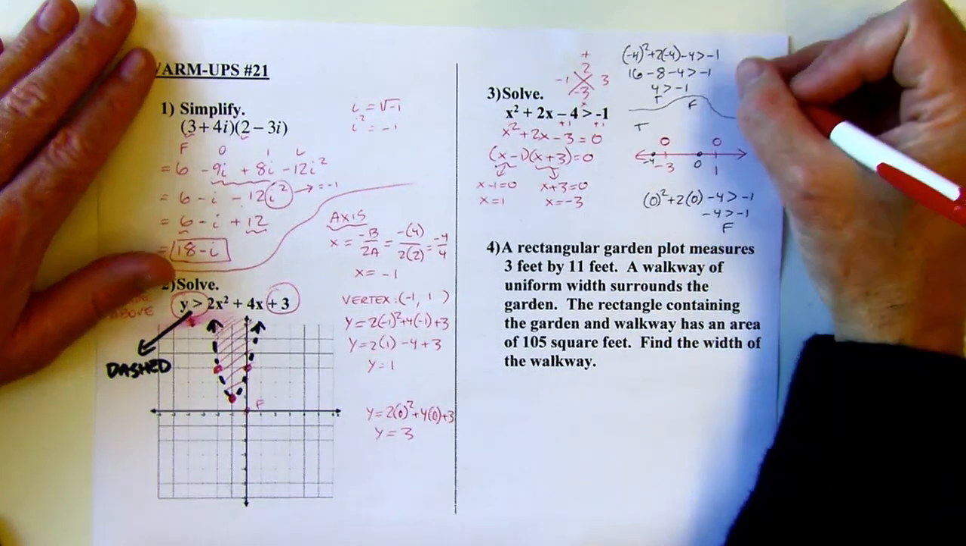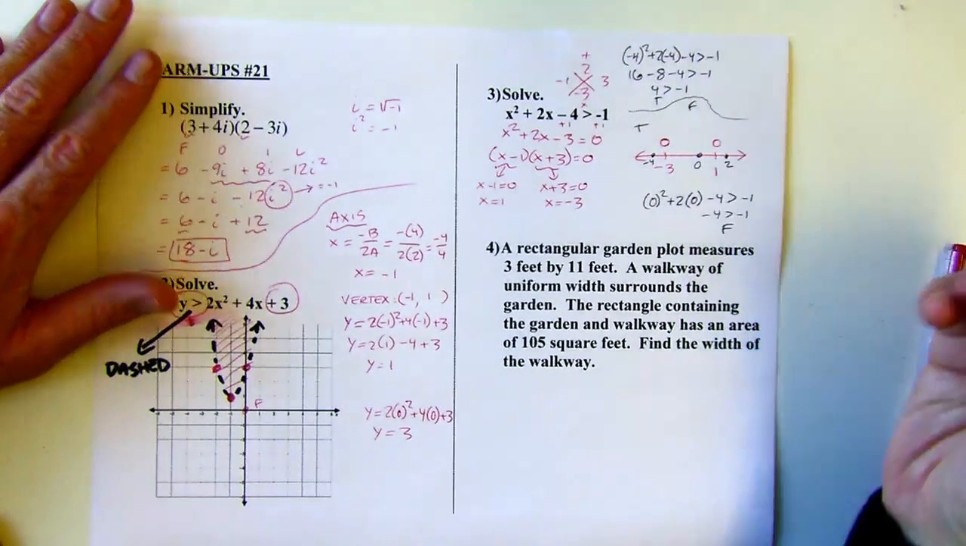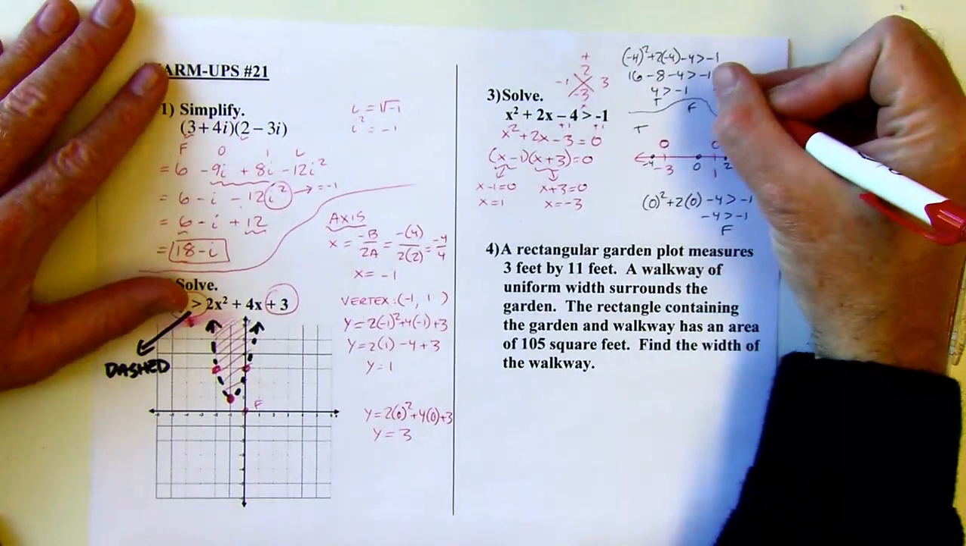I'm guessing this is going to be true over here. Let's try another place on the number line. I'm going to try +2. Running out of space, I'll write small here.